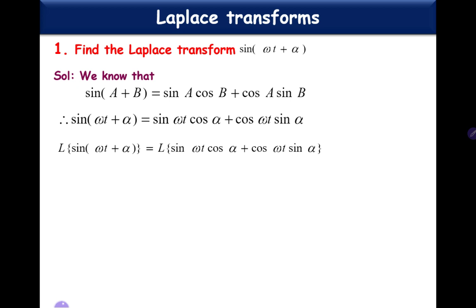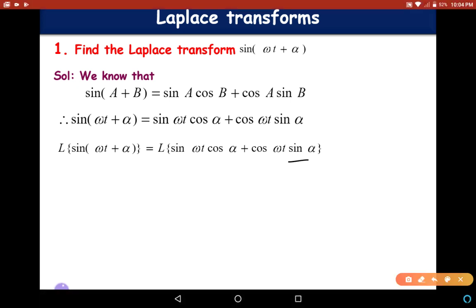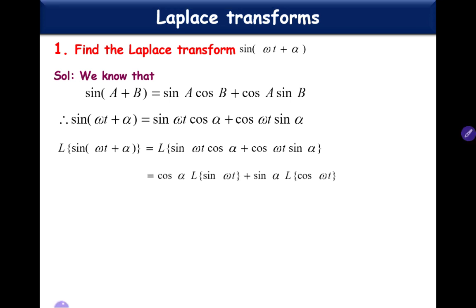Then L of sine omega t plus alpha is equal to L of sine omega t cos alpha plus cos omega t sine alpha. Here sine alpha and cos alpha are constants. So using the linear property of Laplace transforms, we can write it as cos alpha into L of sine omega t plus sine alpha into L of cos omega t. And L of sine omega t is omega by s square plus omega square, and L of cos omega t is s by s square plus omega square.